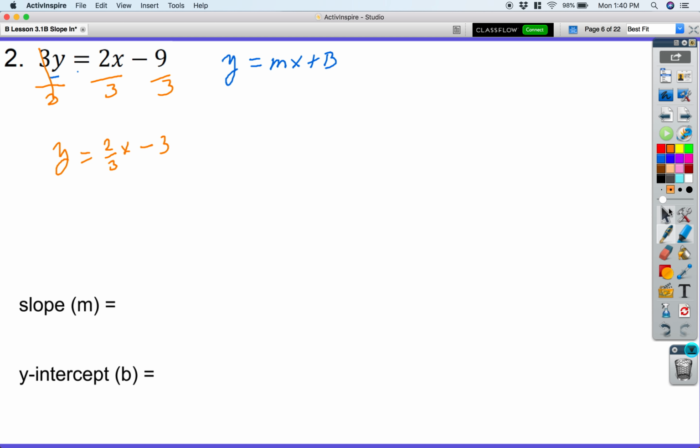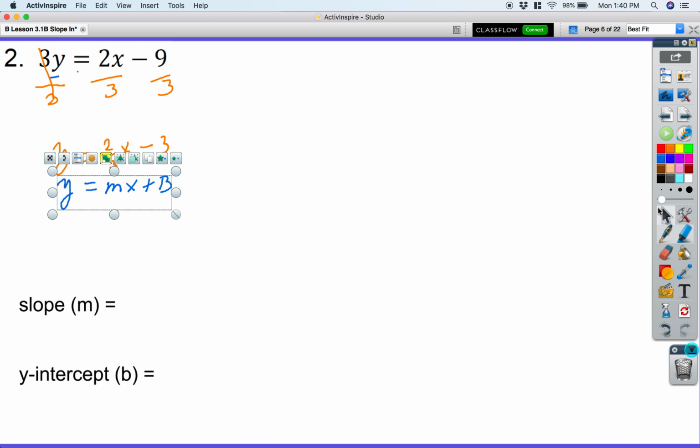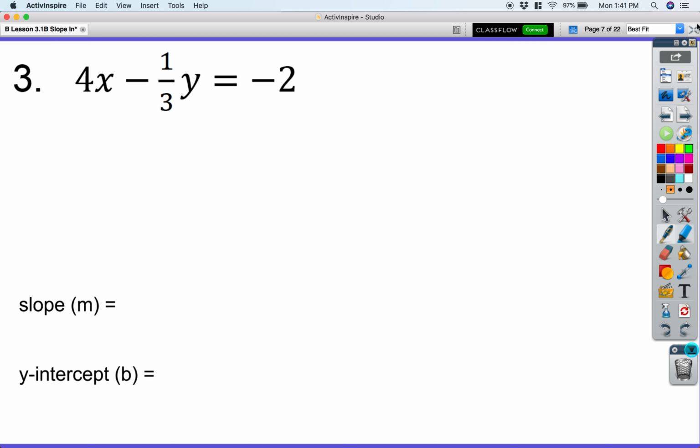Now looking at this, I'm just going to move this y equals mx plus b right below it. And all I'm always looking for is what is my m value, which is the number attached to the x, and what is my b value, the number being added or subtracted. So therefore, my m value here is 2/3, and my y-intercept, or my b value, is -3. Or you could write that as a point as (0, -3). So let's go ahead and look at the next one.